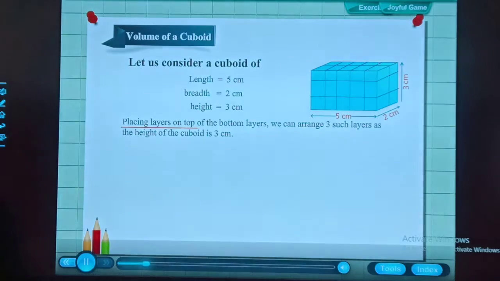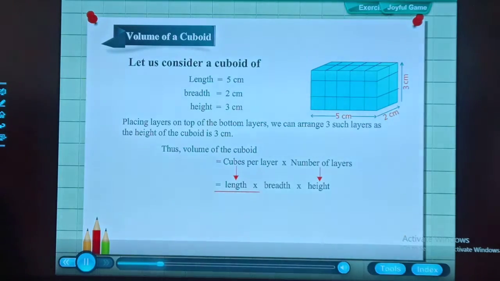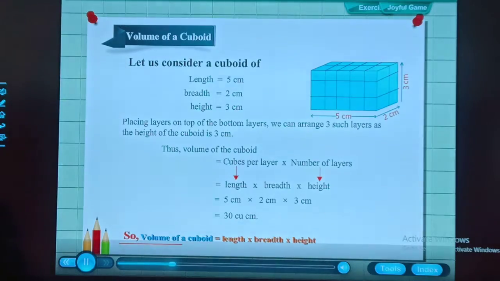Placing layers on top of the bottom layer, we can arrange 3 such layers as the height of the cuboid is 3 centimeter. Thus, volume of the cuboid is equal to cubes per layer into number of layers, equal to length into breadth into height, equal to 5 centimeter into 2 centimeter into 3 centimeter, equal to 30 cubic centimeter. So, volume of a cuboid is equal to length into breadth into height.